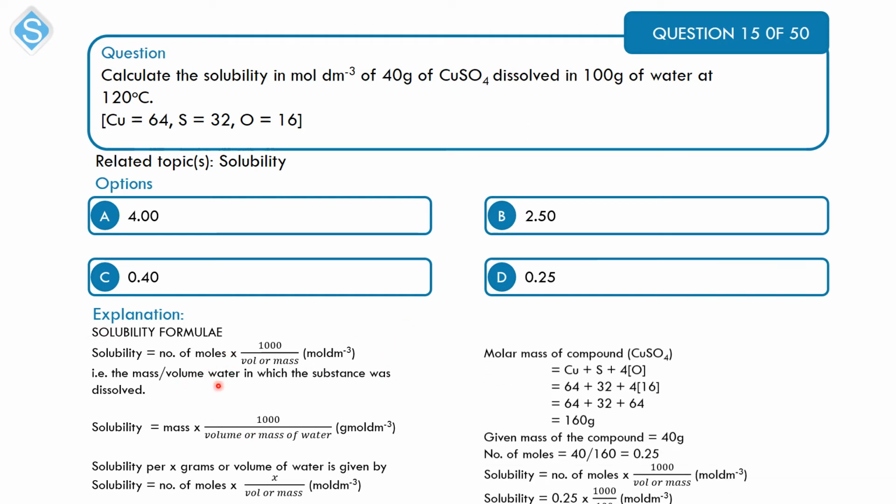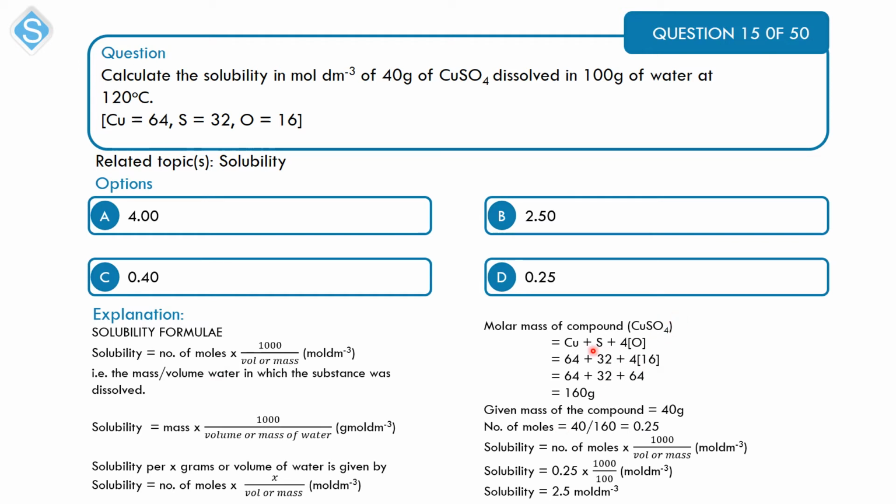So what we need to do is find the number of moles of the substance and then use this formula. To find the number of moles, first we need to find the molar mass of the compound itself, which is your copper tetraoxosulfate. That is Cu plus sulfur plus 4 atoms of oxygen. So you have copper 64, sulfur 32, oxygen 16, 4 times 16, that is 64. 64 plus 64, that is 128, plus 32, you have 160 gram. That is the molar mass of the compound.